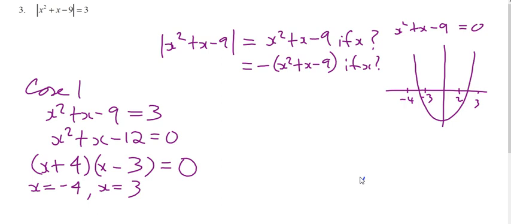Now, negative 4 seems to fit, right? Look at the graph. This is case 1. Case 1 is where it's positive. Based on the graph, negative 4 is going to work. So is 3, right? Both of these guys, based on the graph and just a rough sketch, are going to work. So based on the graph, these are solutions.